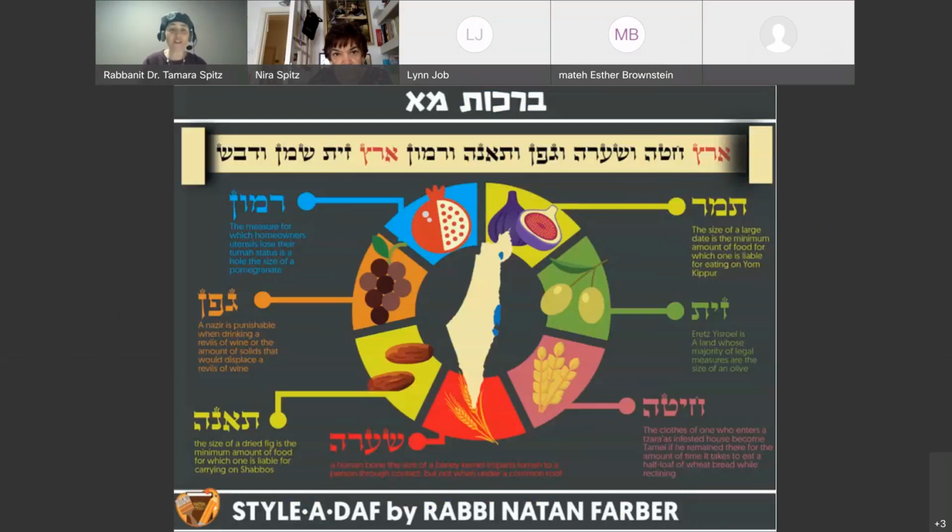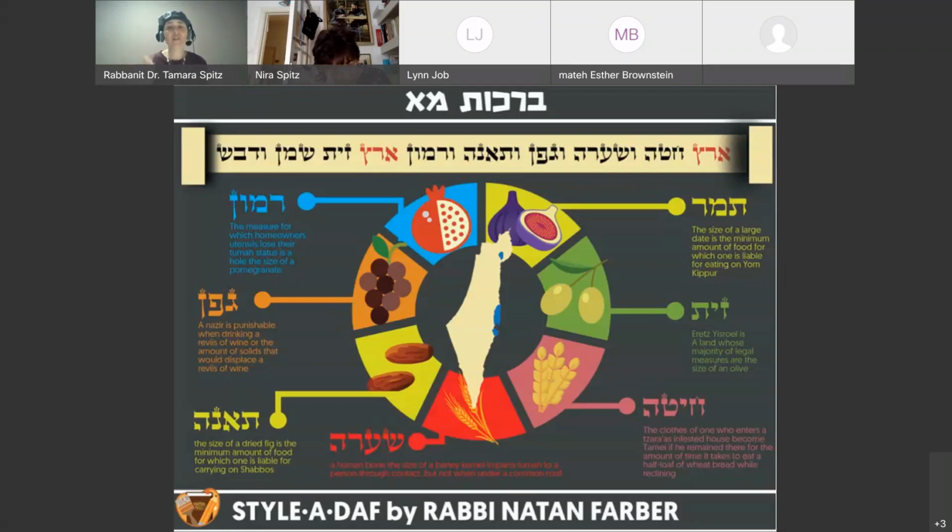Now, we actually have learned this a few times. I think I actually showed this picture, so I hope it looks familiar. We learned this in Brachot, I think in Shabbat and in Psachim, that there is a very famous verse. It's also a song: Eretz chita v'se'ora v'gefen v'te'ina v'rimon, eretz zit shemen udvash. The land of Israel was blessed with the 7 species: wheat, barley, grapes, figs, pomegranates, and the land has olives.